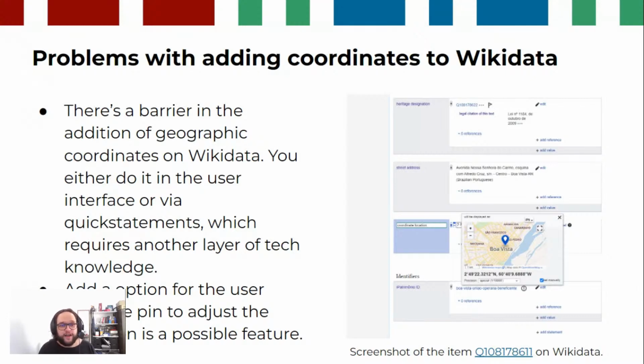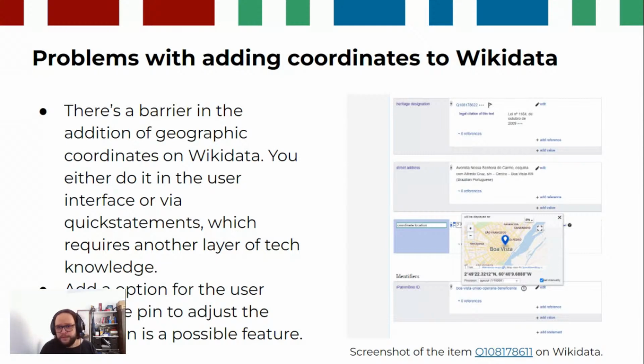Or you do it via QuickStatements, which requires another layer of technology. You need to write commands in QuickStatements that are different from the user interface. And in QuickStatements you don't even have the option to see the map, of course, and it's very techie oriented.